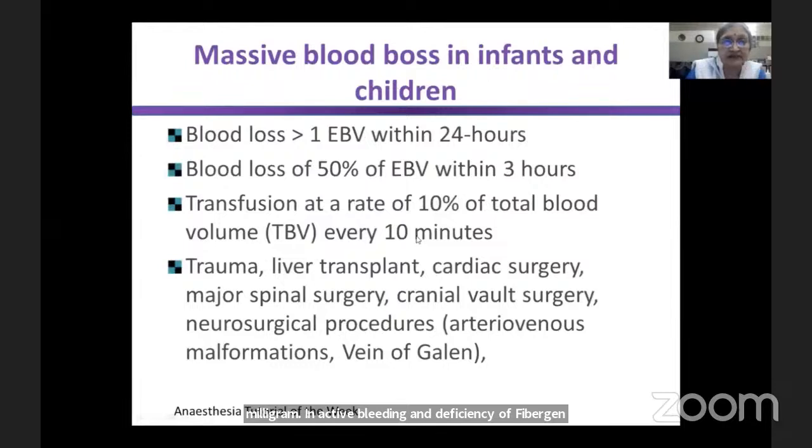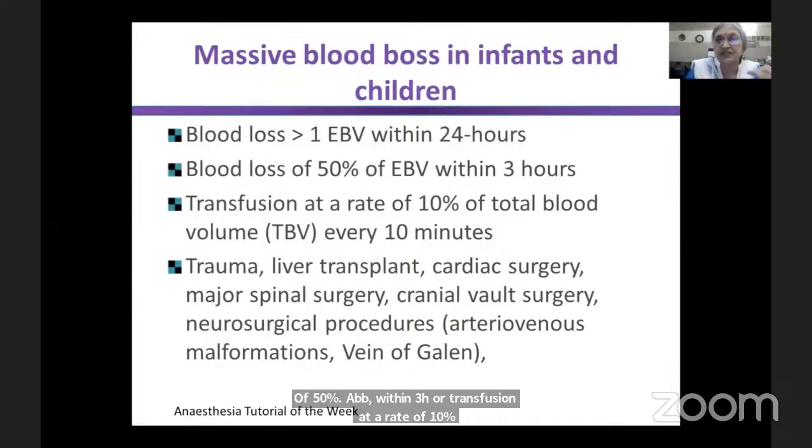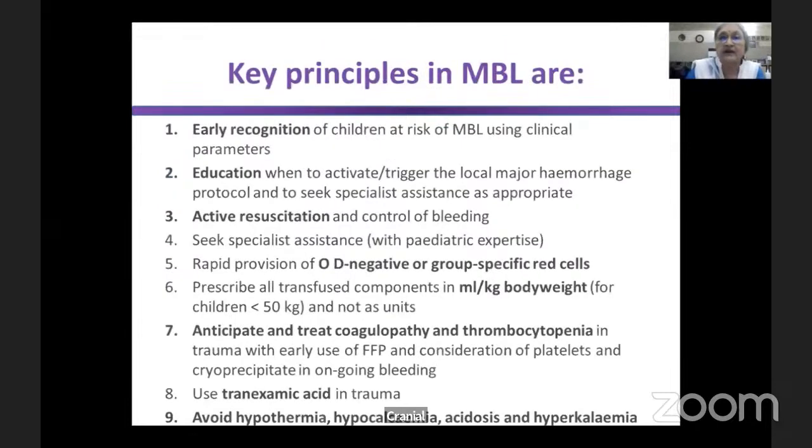Now, when we call it a massive blood loss: more than 1 EBV in 24 hours, or blood loss of 50% EBV within 3 hours, or transfusion at a rate of 10% of total blood volume every 10 minutes. Now, these are likely during trauma, liver transplant, cardiac surgery, major spinal surgery, cranial vault surgery, neurosurgical procedures like arteriovenous malformation, vein of Galen. Now, we have to remember that we have to recognize early, educate the whole team, do active resuscitation and control bleeding, seek specialist assistance, give O negative blood group till the specific red cells are available, and it should be ml per kg body weight calculation.